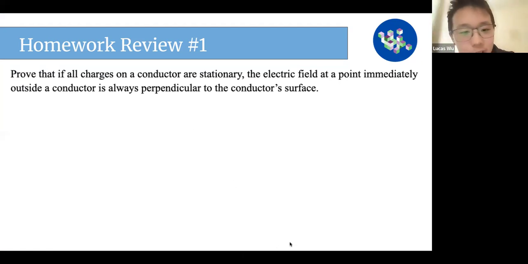Prove that if all charges on a conductor are stationary, the electric field at a point immediately outside a conductor is always perpendicular to the conductor's surface. Let's see. Sing, do you want to give us some of your thoughts on this problem? It's okay if you didn't do it, but just any thoughts you have or any ideas, feel free to share them.